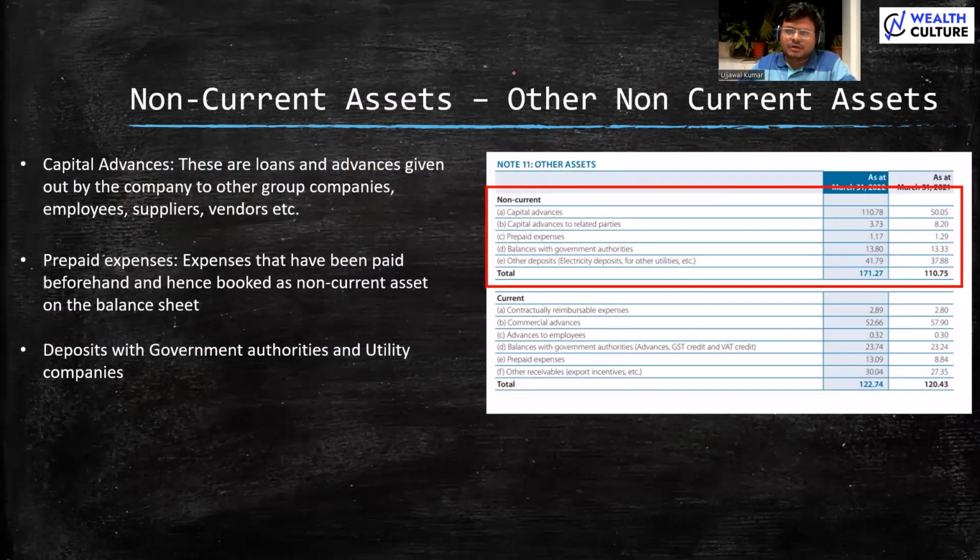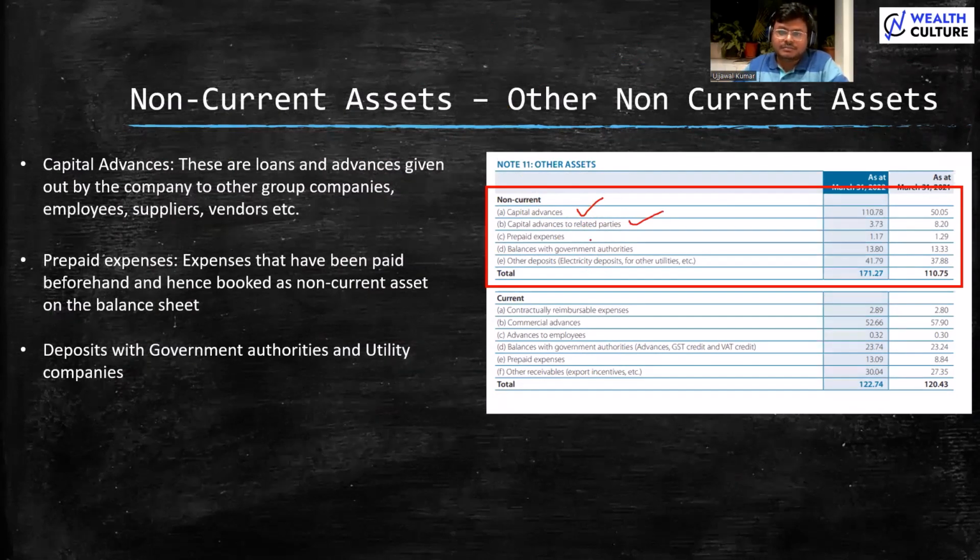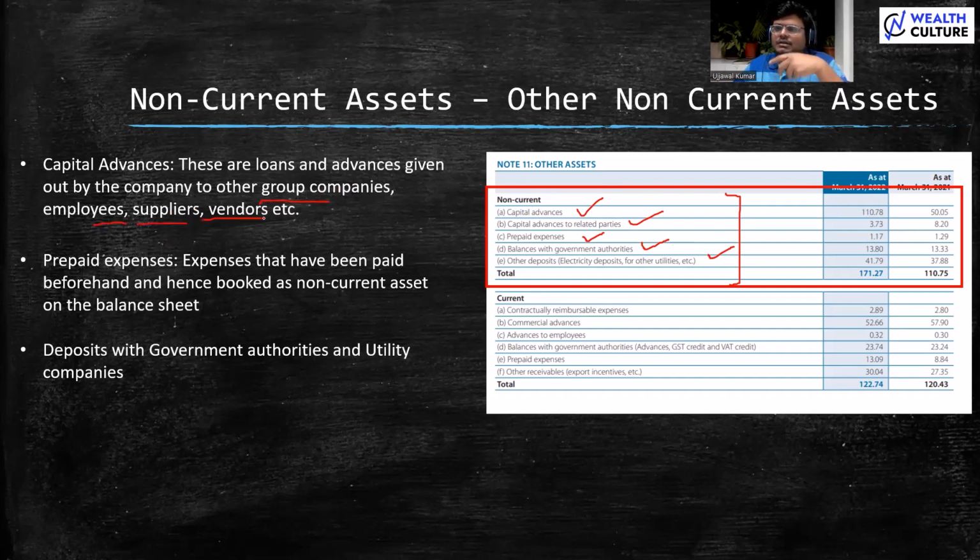Now we have something called other non-current assets. Here we have items like capital advances to related parties, prepaid expenses, balance with government authorities, and other deposits. Basically, what it means is that you've given some money to your companies, your employees, your suppliers, your vendors. That money, they owe it to you, so it's an asset for you, right? Or you've done some prepaid expenses.